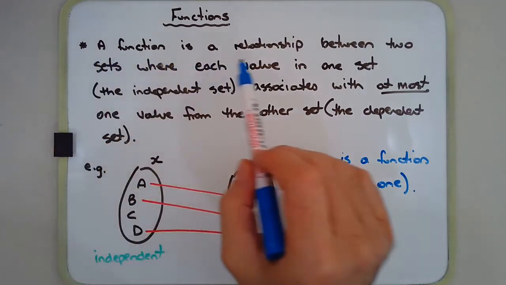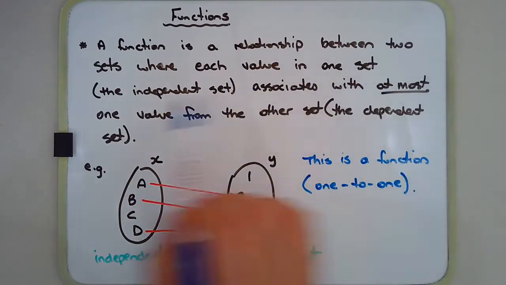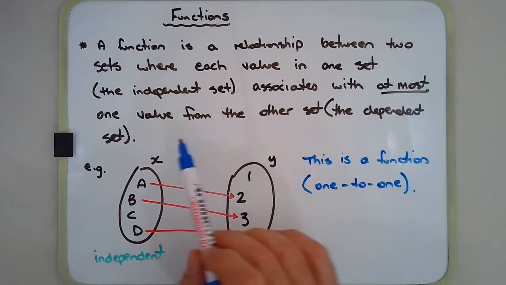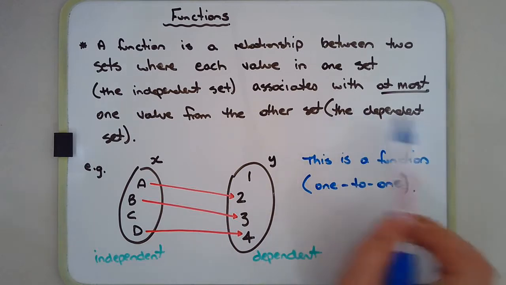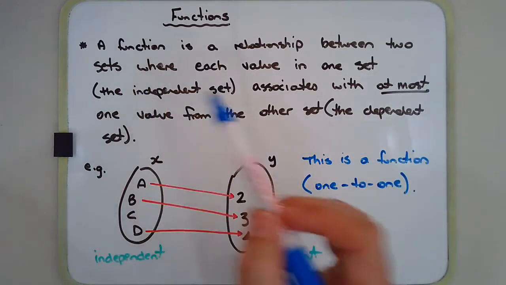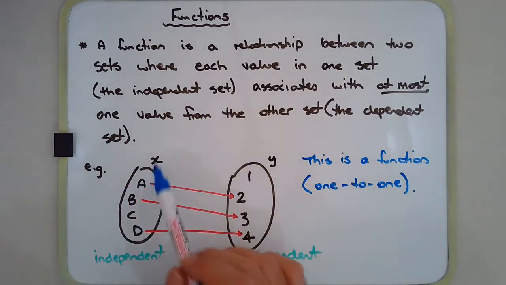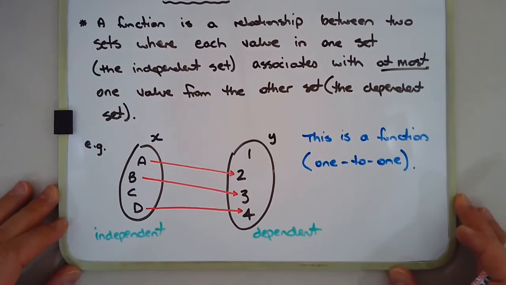A function is a relationship between two sets where each value in one set, and we'll call that the independent set, associates with at most one value from the other set. So we'll call that the dependent set. So the dependent set depends on the independent set. So in terms of variables, the independent set's normally the x variable, the dependent variable is normally the y variable. It doesn't have to be those two particular ones, but just for the purposes of this explanation, I'm just going to keep it nice and simple. So let's have a look at this example here.